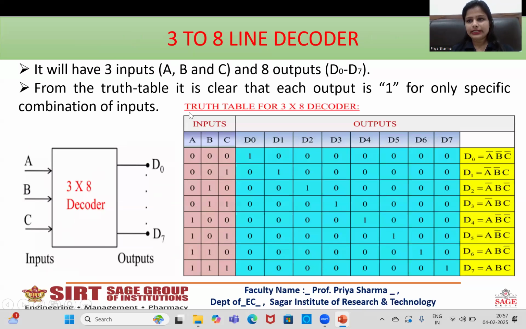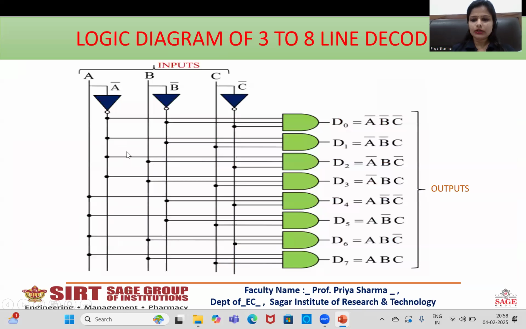After the 2 to 4 line decoder, we have the 3 to 8 line decoder having 3 inputs A, B and C and 8 outputs D0 through D7. From the truth table, again it is clear that only one output will be active and the others will remain inactive for a corresponding combination of inputs. For 000, D0 will be active and can be written as A bar, B bar, C bar, and so on. The outputs D0 through D7 can be realized using logic gates, as shown in the diagram.